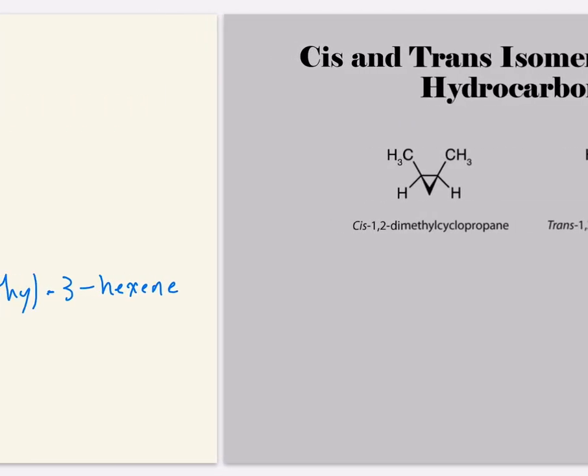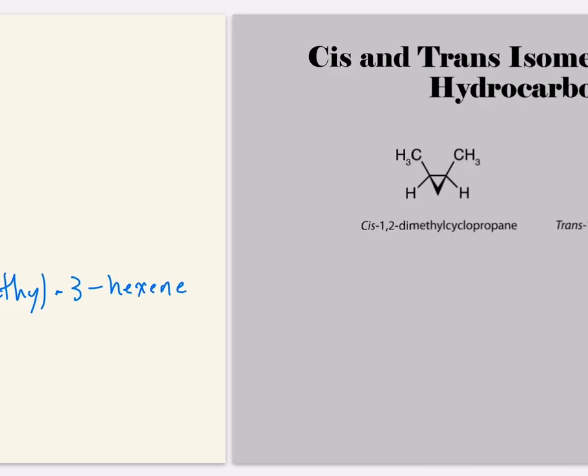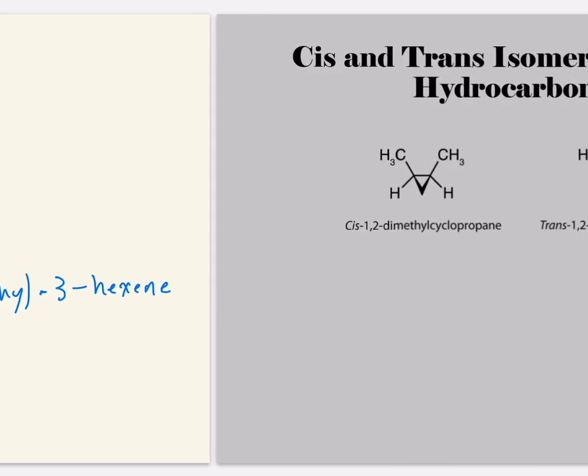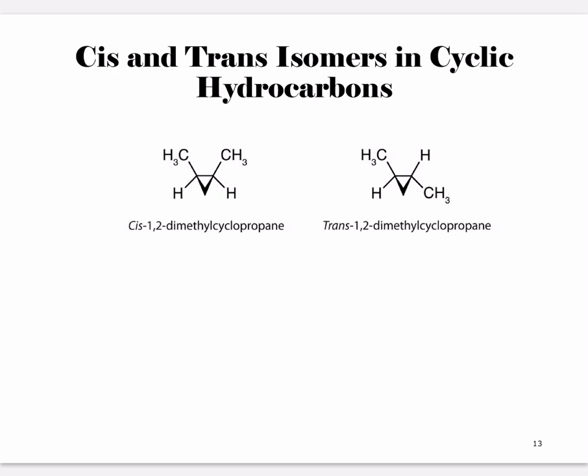Okay, so that's just an example of how we would name a structure like this. This is a little complicated. I don't know if I'd give this to you guys. And then we also have cis-trans isomers for cyclic molecules. And I'm never really going to test you guys on this. I just want to introduce it.